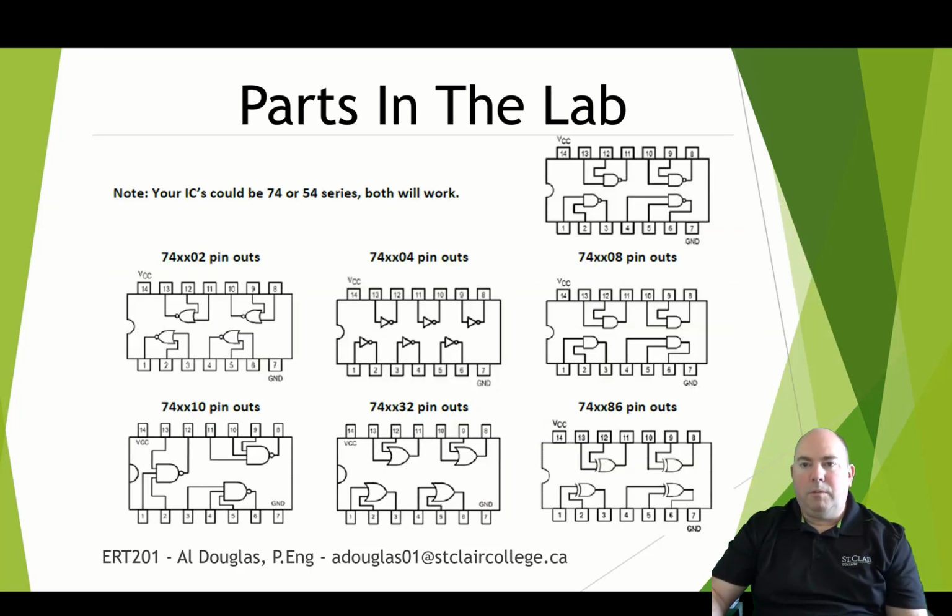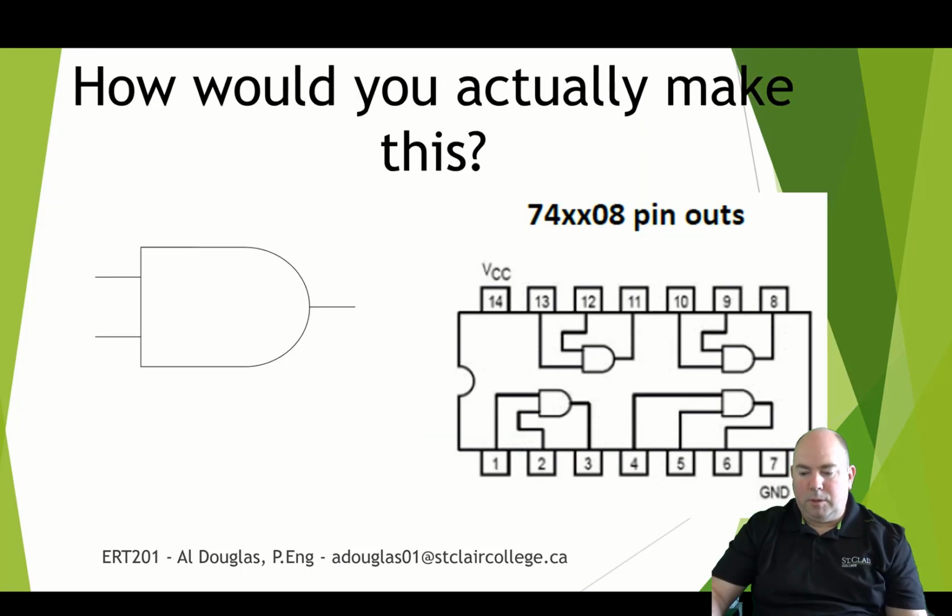So these are the diagrams. You'll see this on the lab PDF. So these are all kinds of different ones. So the 04 chip is an inverter. The 02 is a NOR. The 32 is an OR. The 86 is an exclusive OR. Okay, lots of different types of chips that we will use.